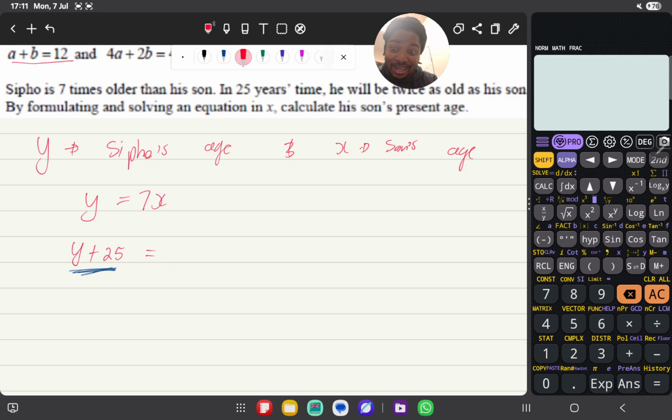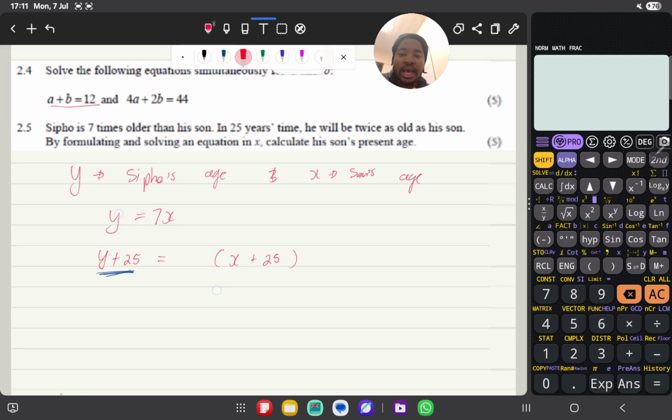Now let's focus on the son. The son in 25 years' time will be how old he is right now plus 25. But it's not only that. They say in 25 years' time, Sipho will be twice as old as his son. So meaning Sipho's age in 25 years' time will be twice his son's age in 25 years' time. So then we put 2 here. I hope it makes sense.